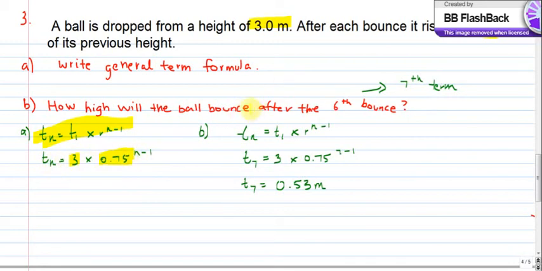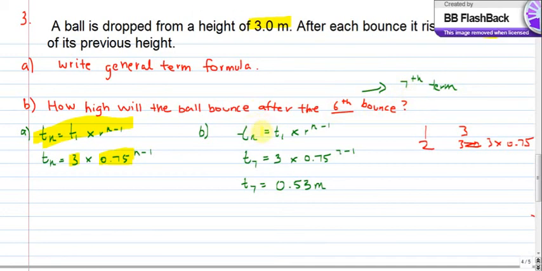And now the question is asking, how high will the ball bounce after the 6th bounce? Now you have to remember one thing. After the 6th bounce is technically the 7th term because the first term is 3. And after the first bounce, it's actually the 2nd term. So it'll be 3 times 0.75 and so on. So after the 6th bounce, it's technically the 7th term. So that's a little bit tricky.